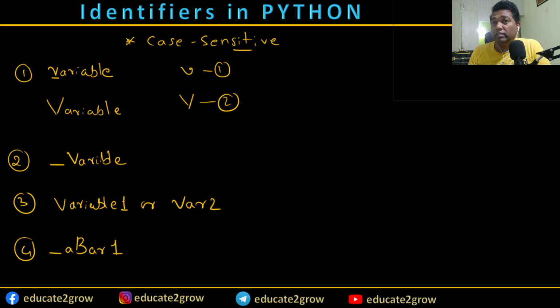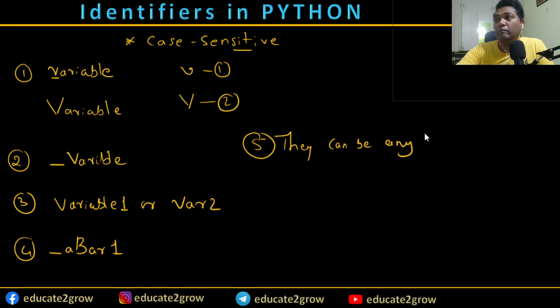So keywords cannot be identifiers. That is one rule. And another condition is that identifiers can be any length. They can be any length, no restrictions. So that is one thing.